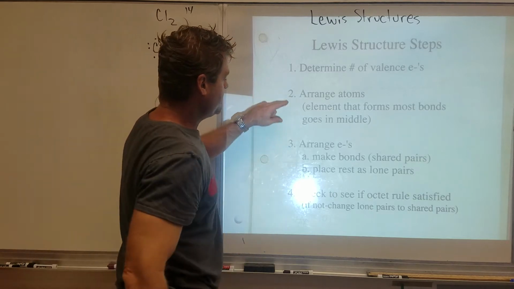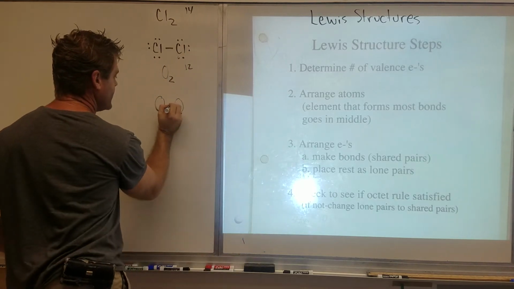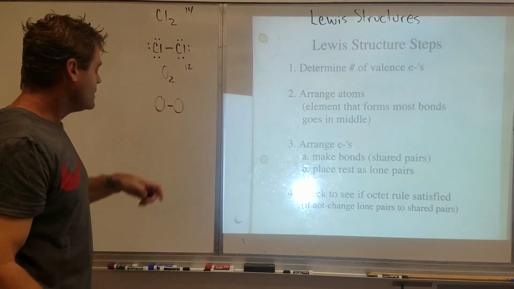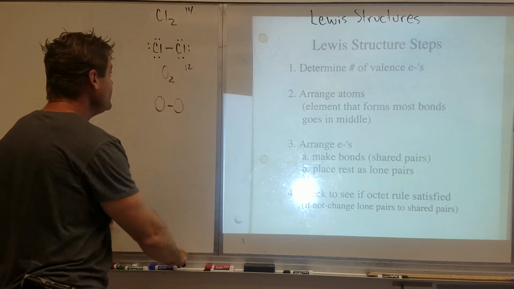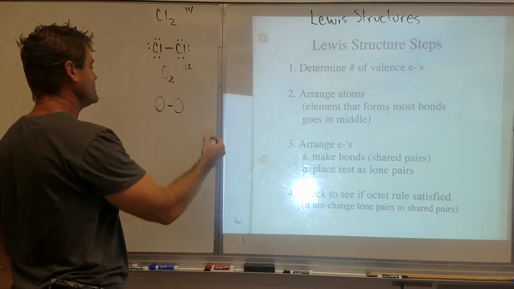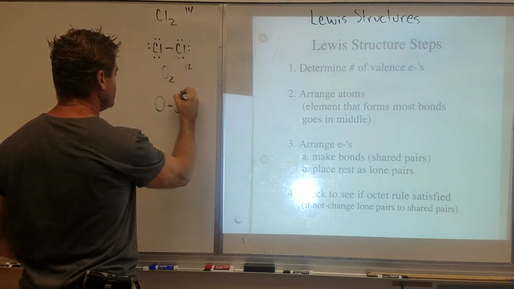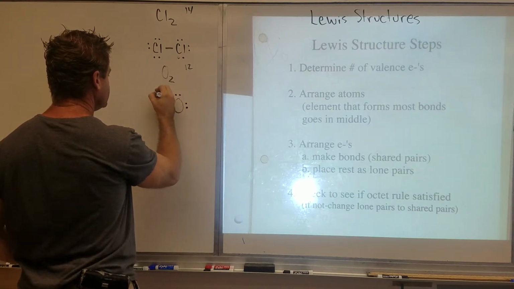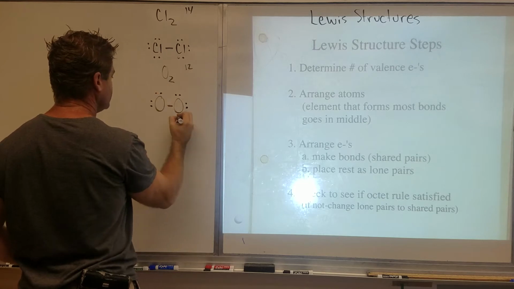What does the next thing tell me to do? Well, I make a bond. So obviously there's got to be a bond that holds them together. So that's 2 electrons. There's a total of 12. 2 are already accounted for, there's 10 more. So then I write those as lone pairs, put them wherever. 2, 4, 6, 8, 10.